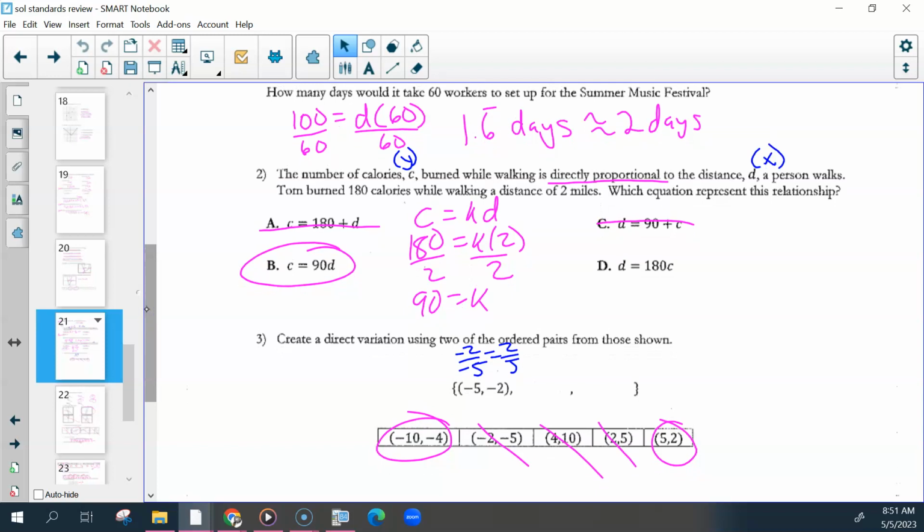Three, the two ordered pairs were the first one and the last one. I'm going to go through Desmos on those and then continue. And we'll keep going until you see 70 at the top.